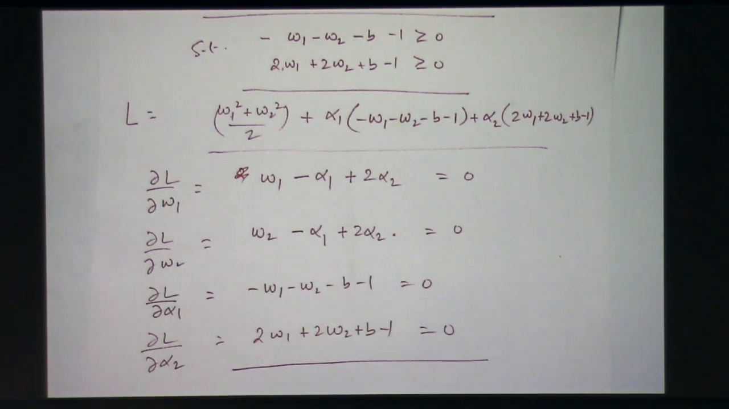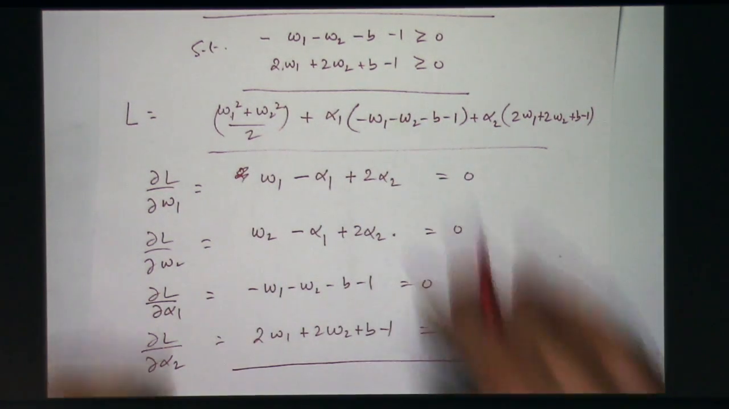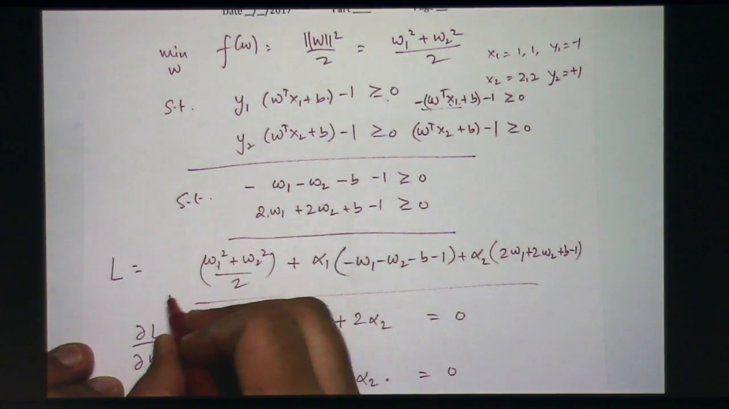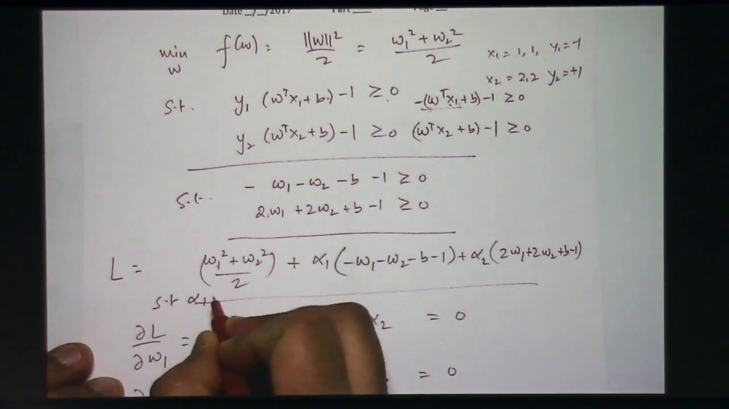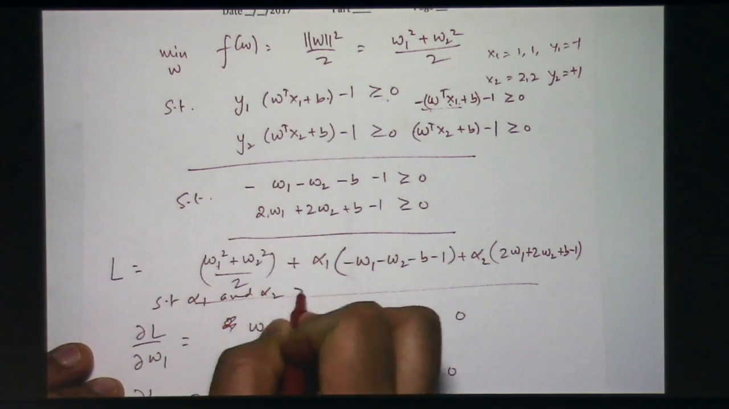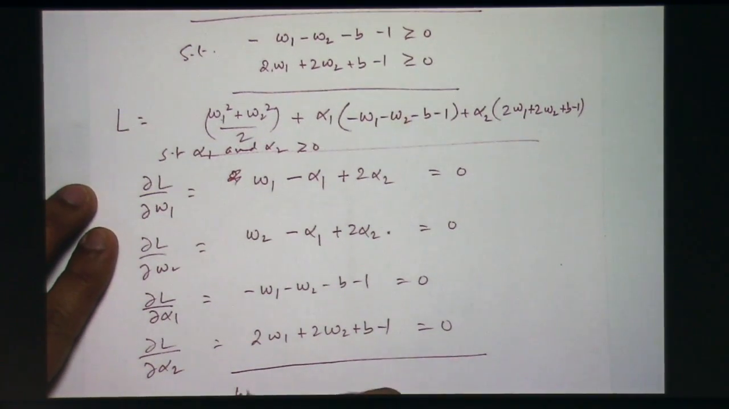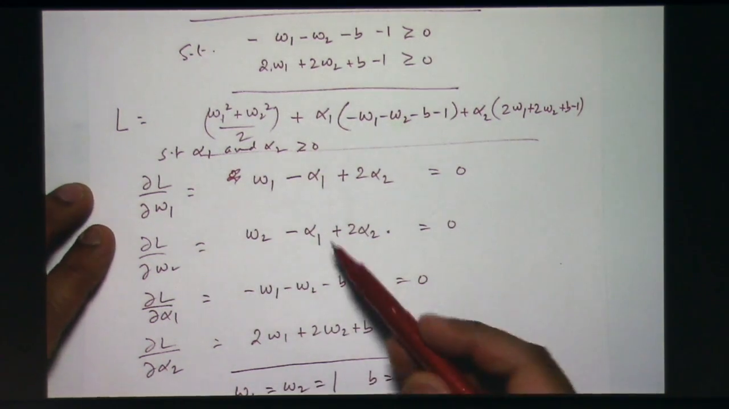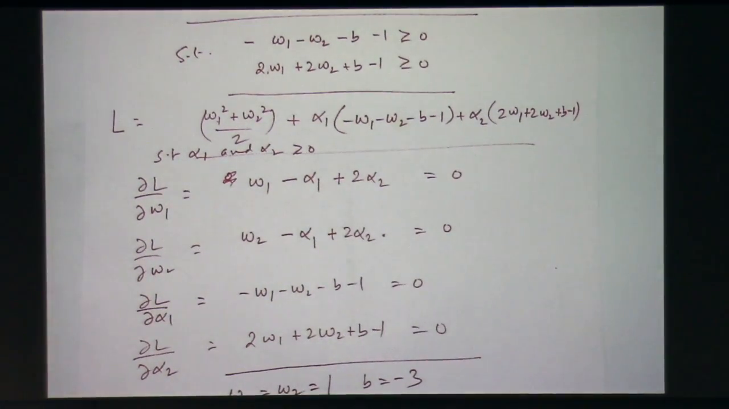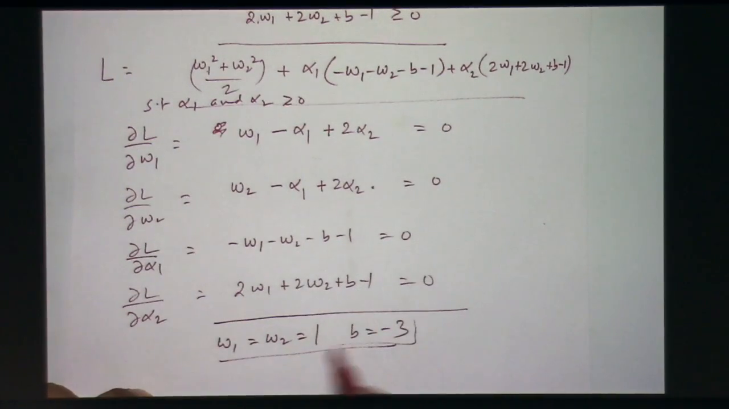And now what you could do is solve for all of this. There is also a constraint that alpha 1 and alpha 2 are greater than or equal to 0. So if you solve for this, what you will get is w1 is equal to w2 is equal to 1 and b is equal to minus 3. And the alpha 1 and alpha 2 that you'll get are greater than 0. So here it will work out. This is the solution that you get.